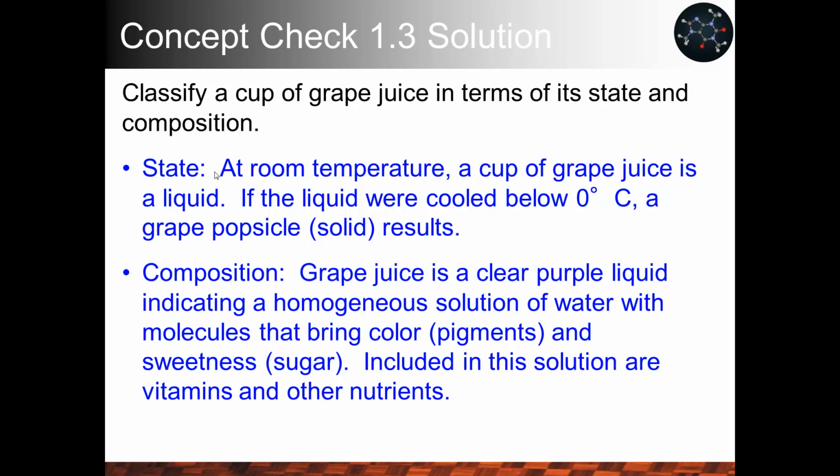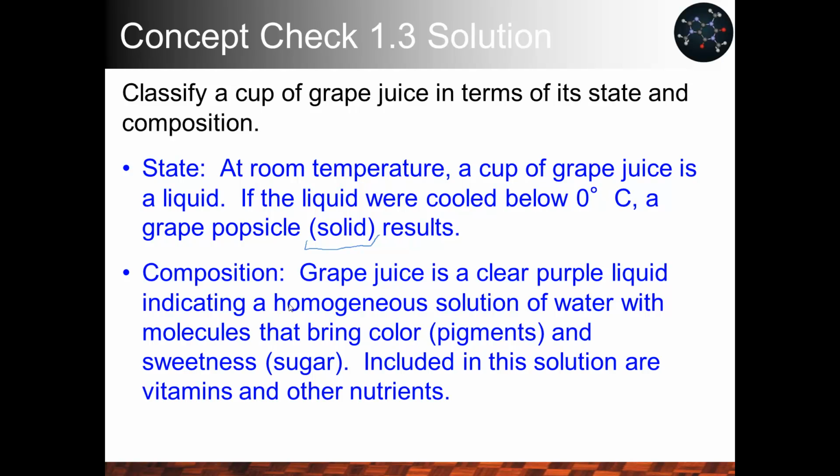Well, at room temperature, that cup of grape juice is going to be a liquid. Stick it in the freezer, it's going to turn into a popsicle. It'll be solid. What's its composition? Well, it's uniform. We have some color in there, we have some sugar, we have some flavor, so there's more than one compound. Not a pure compound, because there's more than one thing in it.